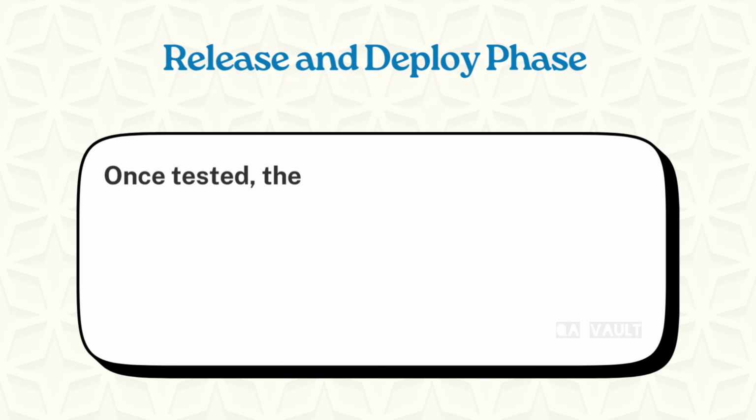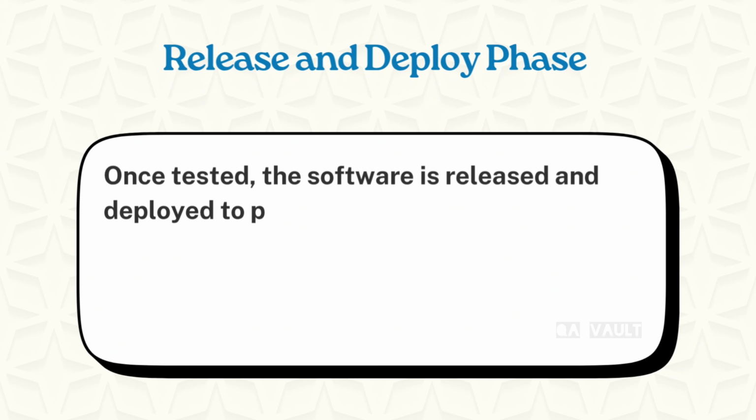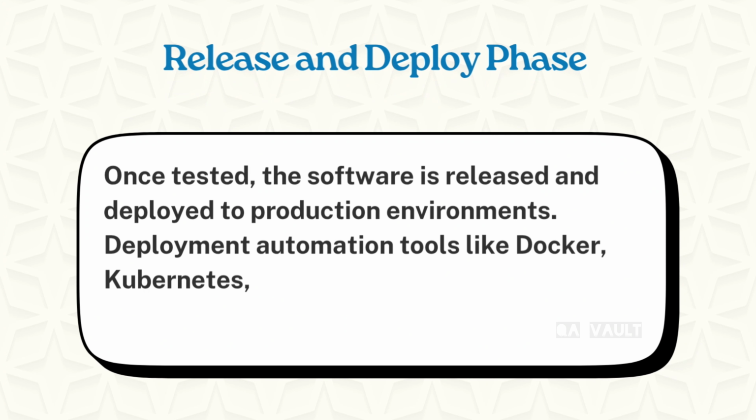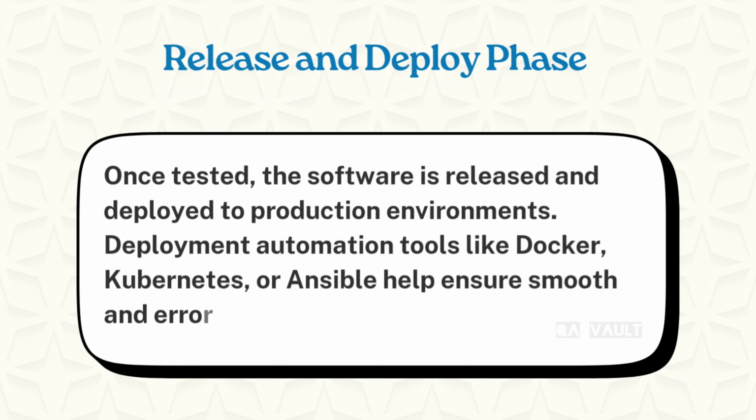Once tested, the software is released and deployed to production environments. Deployment automation tools like Docker, Kubernetes, or Ansible help ensure smooth and error-free delivery.